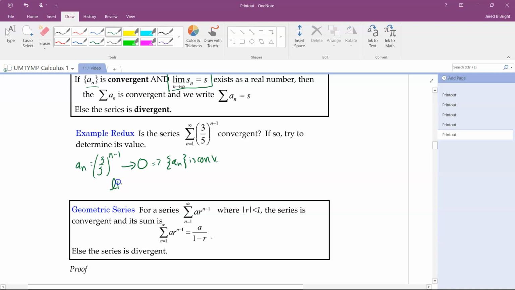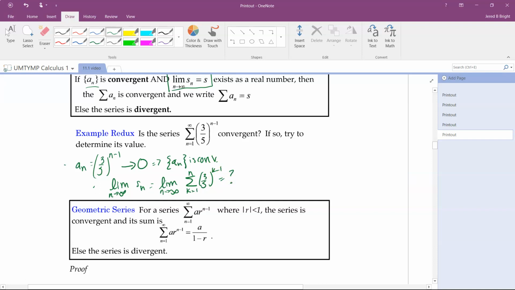So we want to look at the limit of Sn, and I should say as n goes to infinity, of the partial sum, so this is going to be the sum from k equals 1 to n of 3/5 to the k minus 1. Well, I don't know what that is, okay?